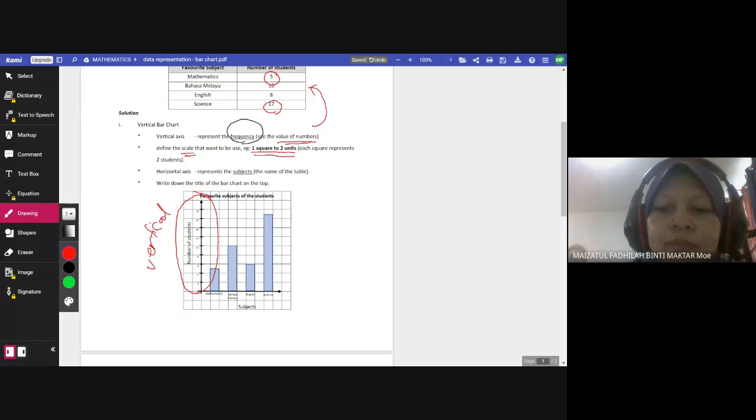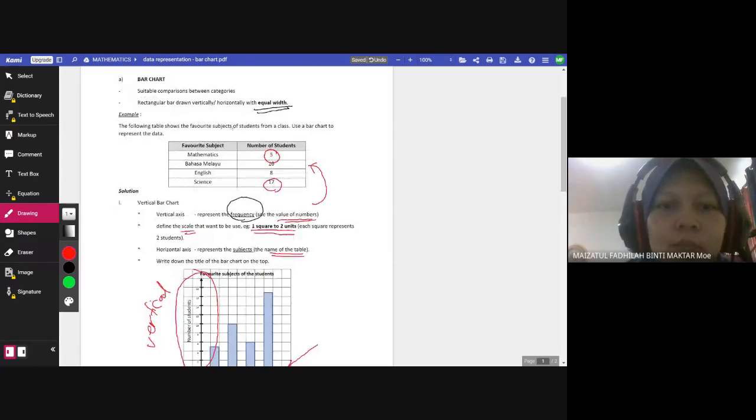Horizontal axis: this is the horizontal axis, which represents the subject, or sometimes you just see the name of the topic of the table. Look back at this: what is the name of this table? You can see subject of student. Usually we do not write all of that, favorite subject of student.